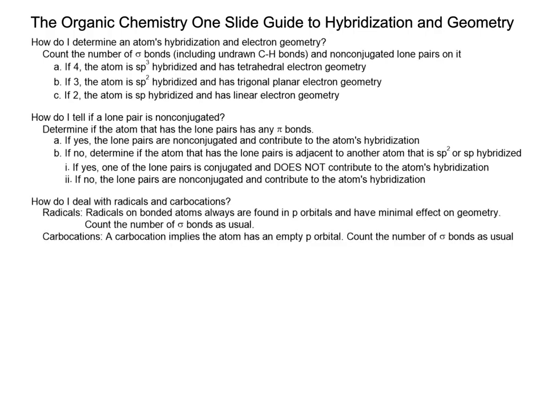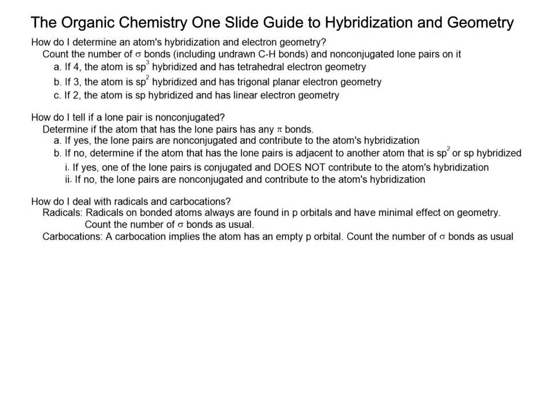A question that often comes up is, how do I deal with radicals and carbocations? Well, radicals on bonded atoms always are found in p orbitals, and they have a minimal effect on the geometry. So, all you need to do is count the number of sigma bonds, as usual, on the atom.